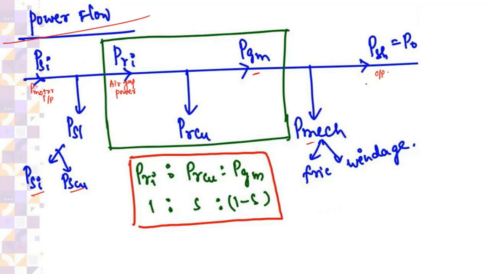So the question can be on the full machine, or only on the rotor power flow. Rotor input power, rotor copper losses, and rotor gross mechanical power have a relation of 1 is to S is to 1 minus S. From the power flow, we'll get to know.